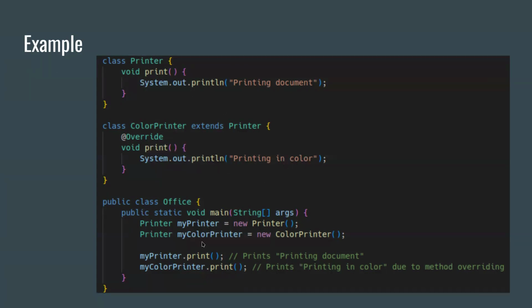We have an office class, and the office class has a main method, and we are creating a new printer and a new color printer, and we're calling print. If you run this, you can see that printer.print will print printing document, and colorPrinter.print will print printing in color due to method overriding.